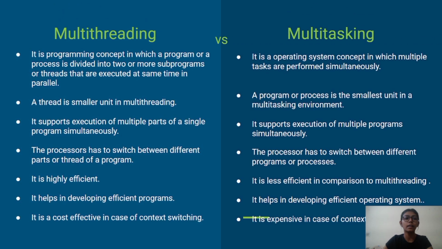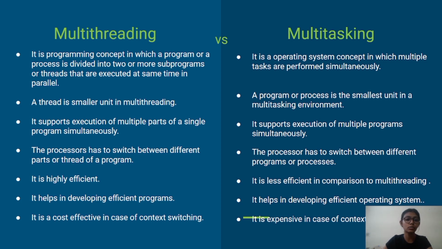Next, we can see the difference between multithreading and multitasking. Multithreading is a programming concept in which a program or a process is divided into two or more subprograms or threads that are executed at the same time in parallel. Multitasking is an operating system concept in which multiple tasks are performed simultaneously. A thread is the smaller unit in multithreading, while a program or process is the smallest unit in a multitasking environment. Multithreading supports execution of multiple parts of a single program simultaneously. Multitasking supports execution of multiple programs simultaneously.